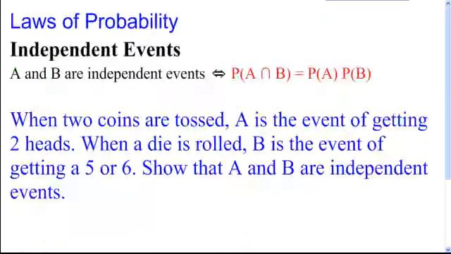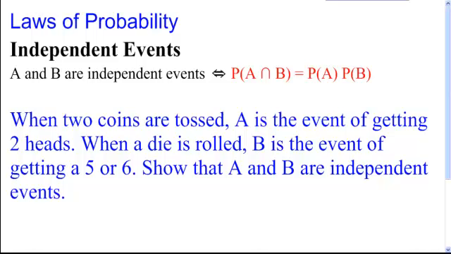Okay, moving forward then into independent events. A and B are independent if and only if the probability of their intersection is the probability of A occurring times the probability that B is occurring. So when two coins are tossed, A is the event of getting 2 heads. When a dice is rolled, B is the event of getting a 5 or a 6. Show they're independent of each other.